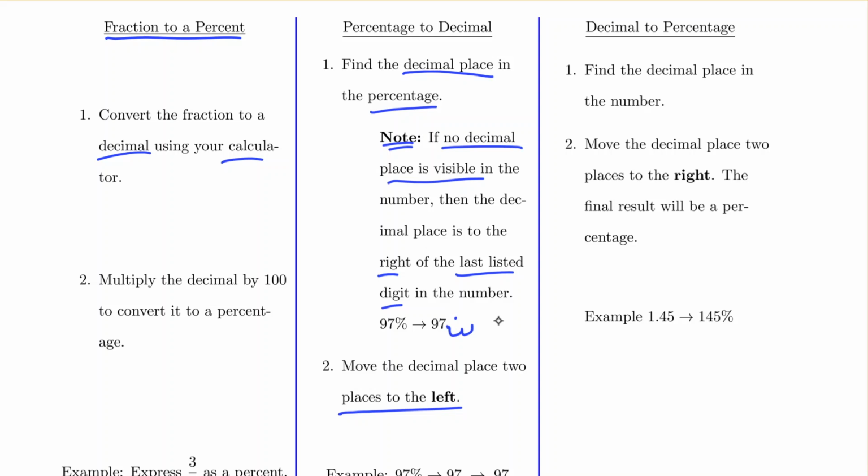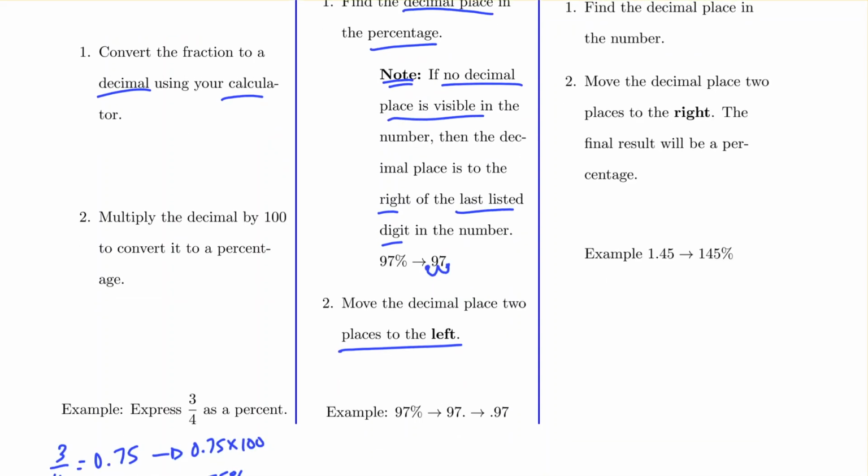Excuse me, I said to the left, but if you see I did it to the right, that was a mistake. So here, 2 places to the left, 1, 2. And that's the new position of the decimal place. So 97% corresponds to a decimal of 0.97.